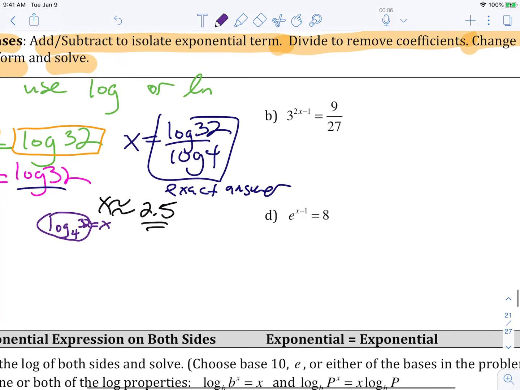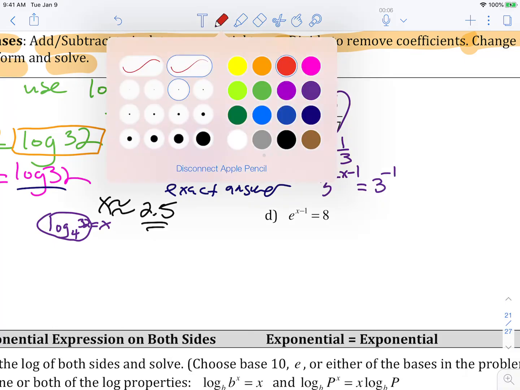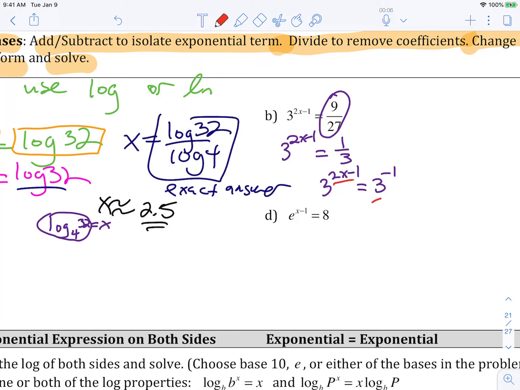So let's check out B. B is one of those that works out nicely because with 9 over 27, hopefully you get an inkling like, oh, I think there is some kind of relationship there with 3. So I could rewrite this as 3 to the 2x minus 1 equals 1/3. 3 to the 2x minus 1 is equal to 3 to the negative first power. Okay, hopefully we're good with that. And now we have the same base, and the exponents have to be equal to each other.